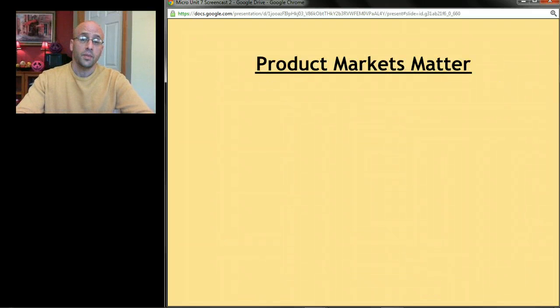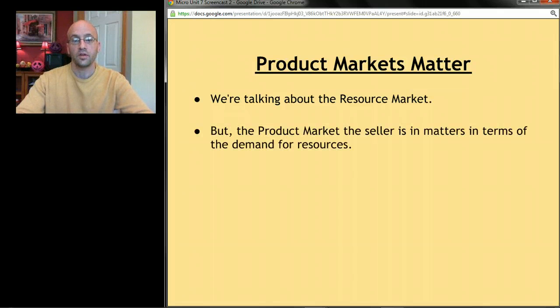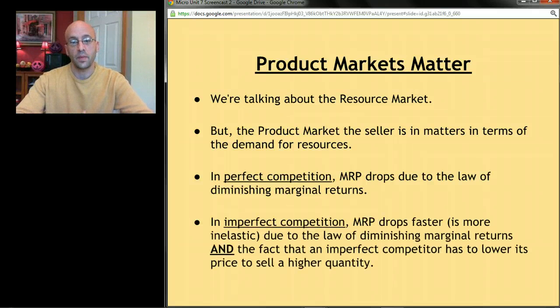All right, so the upshot of all this is that in terms of the demand for resources, product markets matter. We're talking about the resource market, and that's what this unit is about. But as we just saw, the product market that the seller is operating in matters in terms of the demand for resources. In perfect competition, MRP dropped due to the law of diminishing marginal returns. And in imperfect competition, MRP drops faster, is more inelastic, due to the law of diminishing marginal returns and the fact that the imperfect competitor has to lower its price to sell a higher quantity.